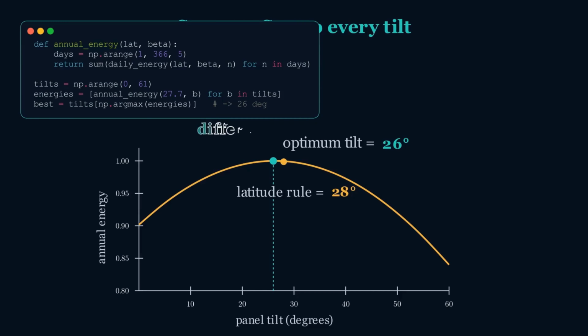But here's the beautiful part. The rule of thumb said 28 degrees. The true optimum is 26. Just 2 degrees apart, and because the dome is so flat near the top, the energy you'd lose by using the simple rule is essentially 0. The shortcut was right all along.